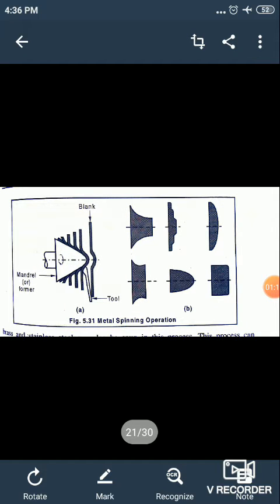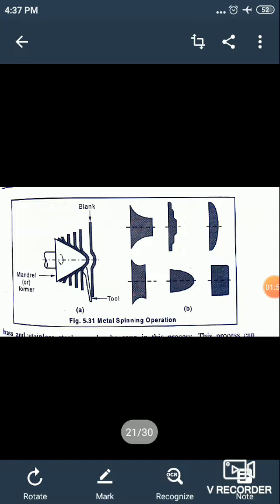Okay, we'll go to the spinning process. Here we can see that a mandrel is placed and it can be rotated. A blank is placed, and the blank can be pushed manually or by using machinery. When the blank and the former rotate, the operator applies localized pressure against the metal, causing it to flow progressively against the former.